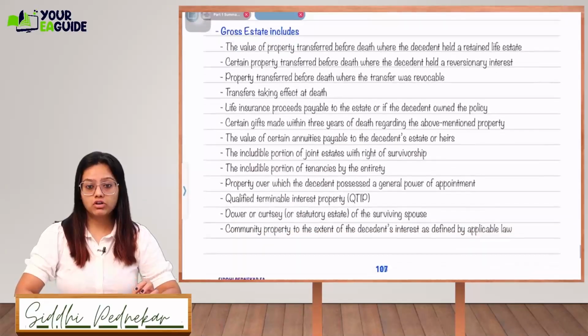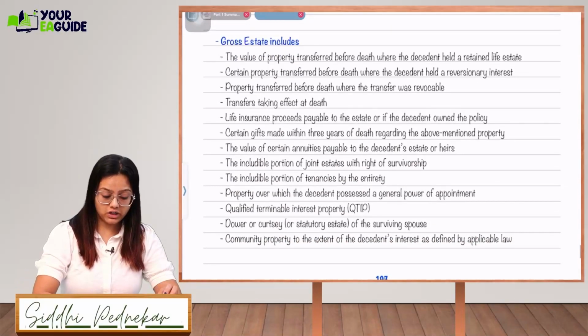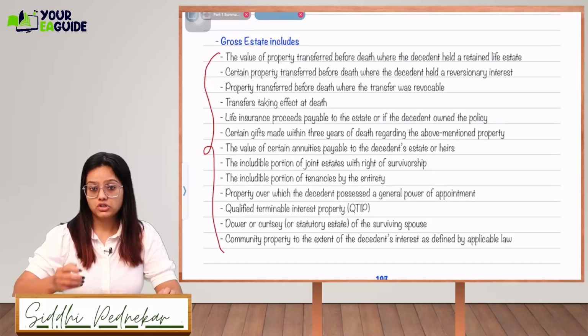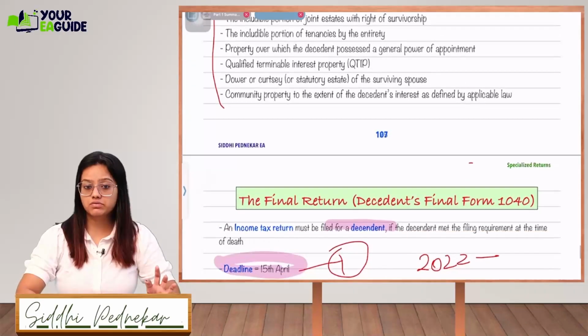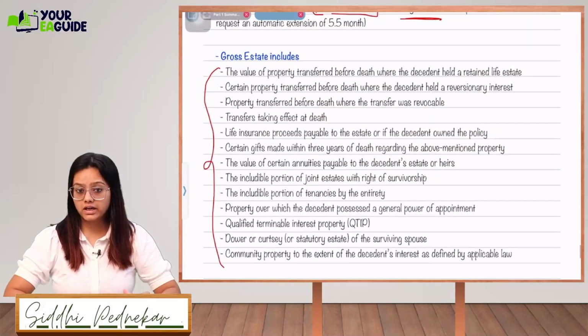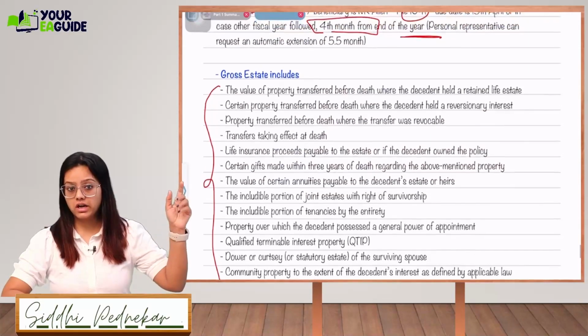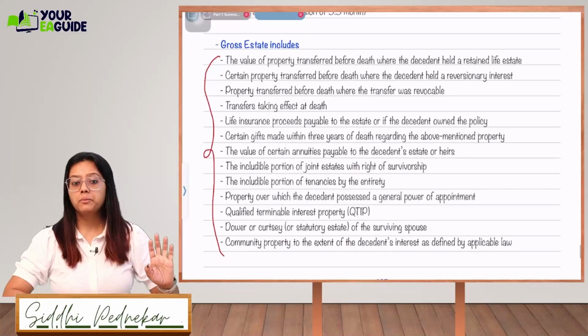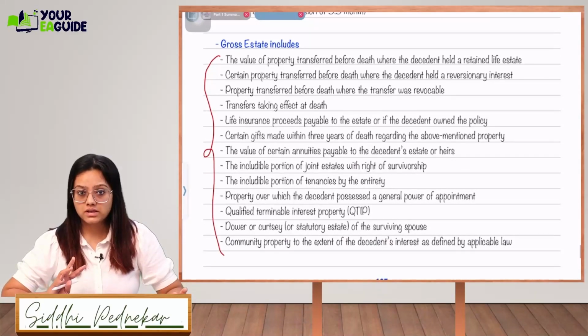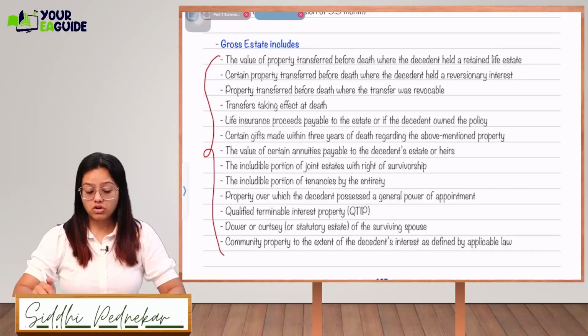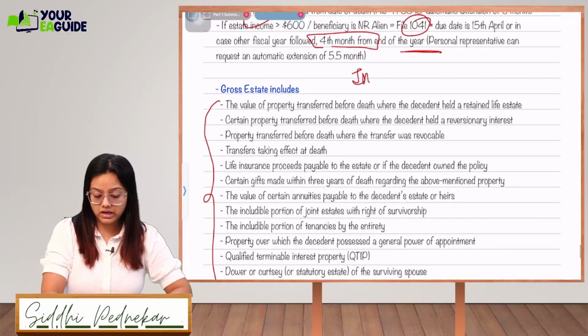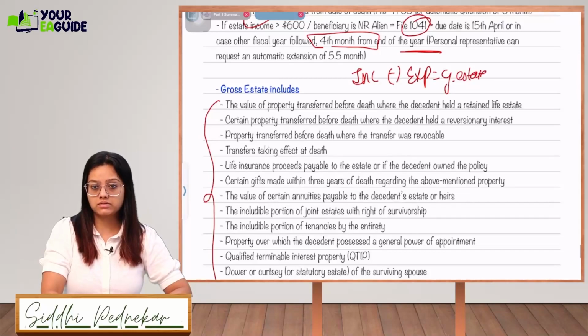Okay, so what all gross estate will include, it is mentioned over here. So just go through it once. I'm not going to read it because we have already done this very well in the class. So just go through this theory, like what all expenses will be included in your gross estate. Gross estate is nothing but your income minus expenses. So this is your gross estate.